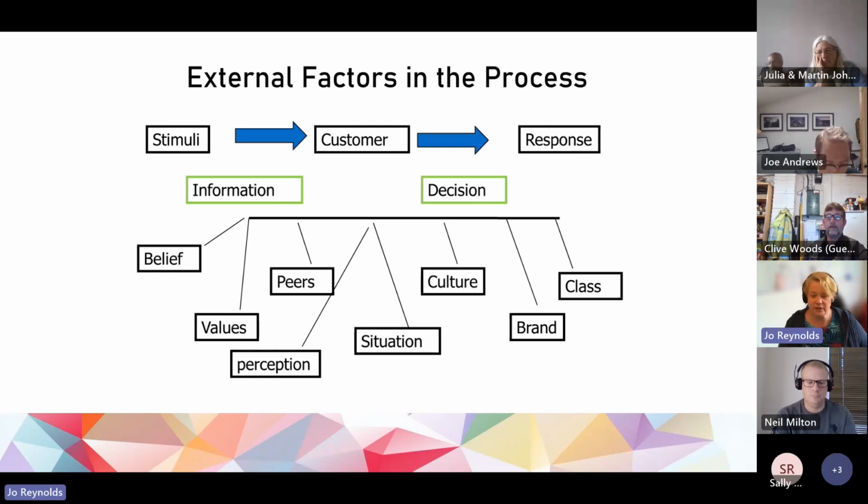Now, some of the external factors in this diagram, one of them is beliefs and values and culture. And I just want to spend a little bit of time on that because I want to find out exactly what you think those happen to be. What sort of things would you put in those?